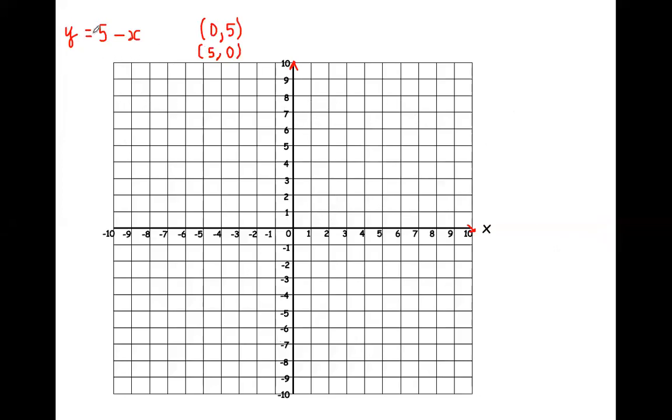To get a 0 here, I need to take away 5 from 5, for example. Or solve it by bringing the x on the other side, x equal 5. So these 2 points are my first two. So 0, 5 for my y-intercept, and 5 for x, and 0 for y.